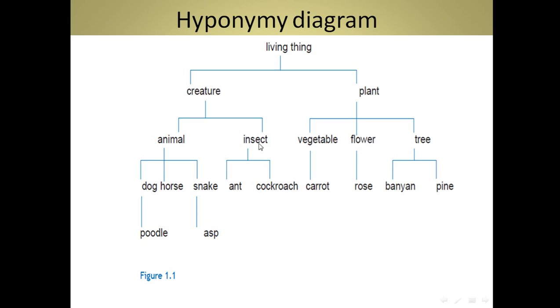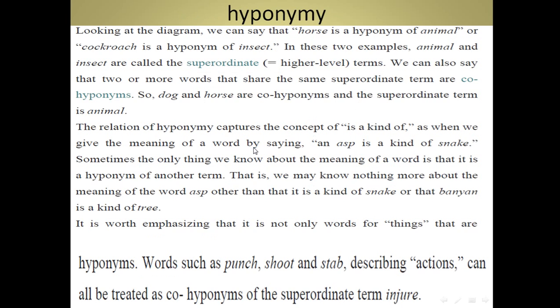Now, insect. What's the hyponym of insect? Ant is a hyponym of insect. Cockroach is a hyponym of insect. Vegetable, flower, and tree. What's the hyponym for these three? Carrot is a hyponym for vegetable. Rose is a hyponym of flower. Banyan and pine are hyponyms for tree. We carry on with hyponymy.